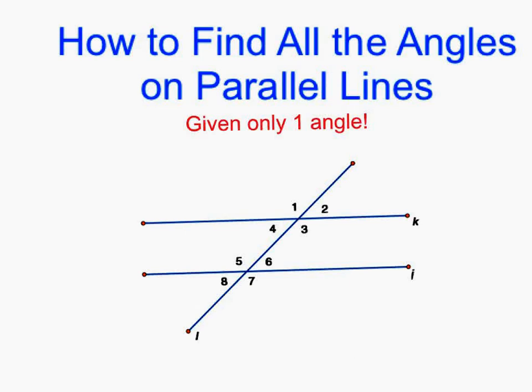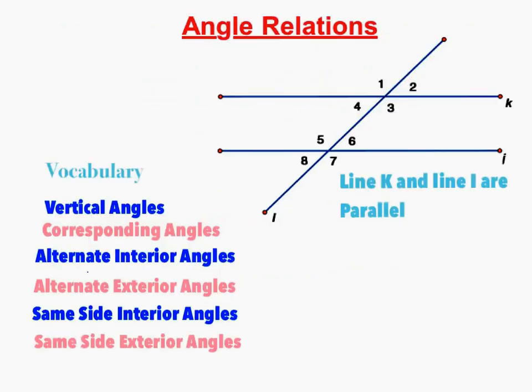This is how to find all the angles on parallel lines given only one angle. Here we have a set of parallel lines with the angles numbered 1 through 8. So the first thing you have to understand are angle relations. So we're going to look at vertical angles first.